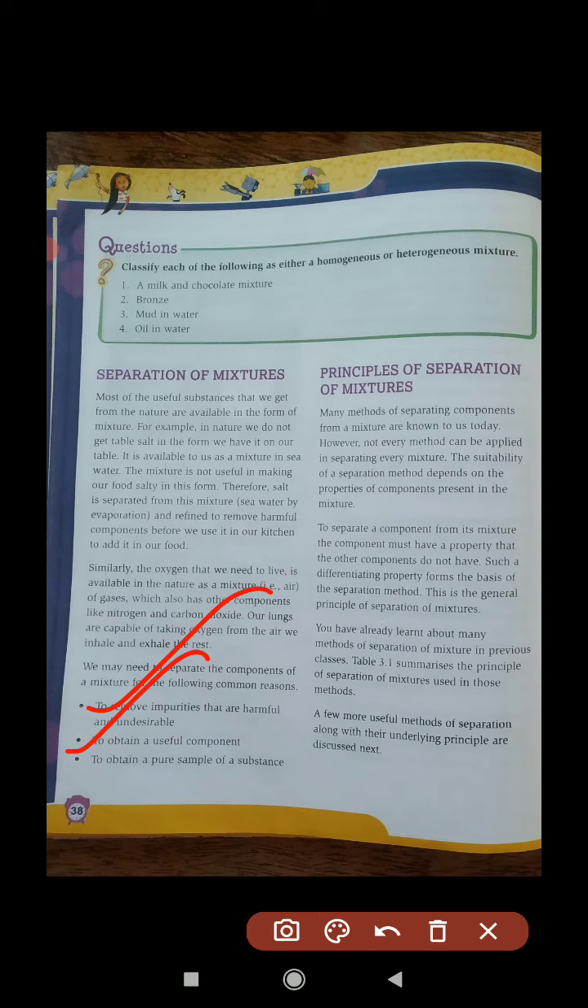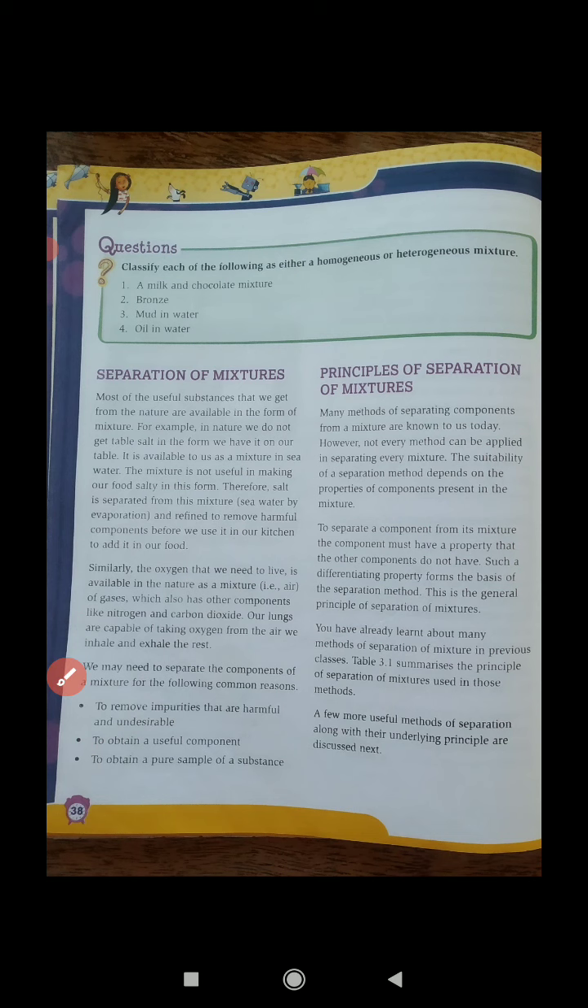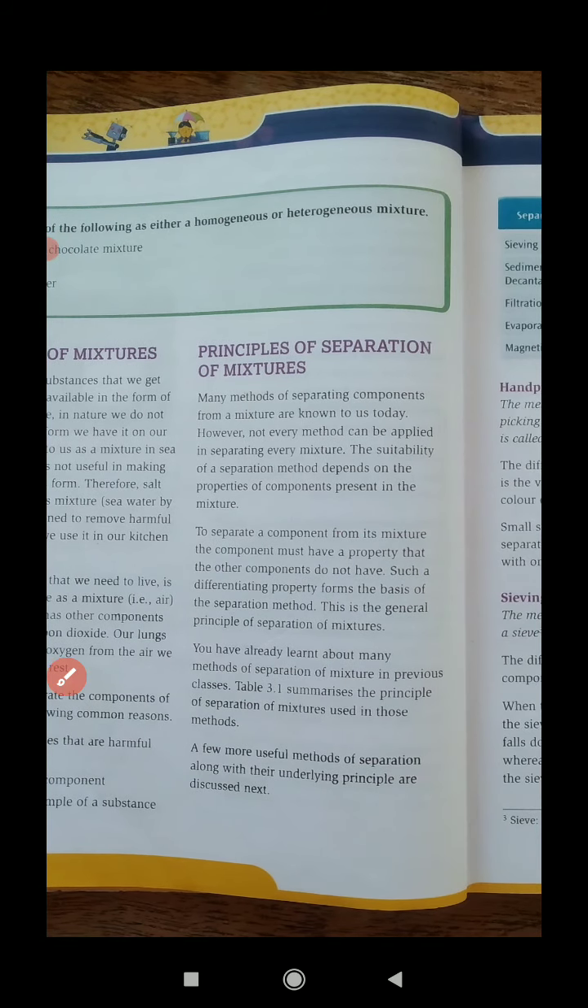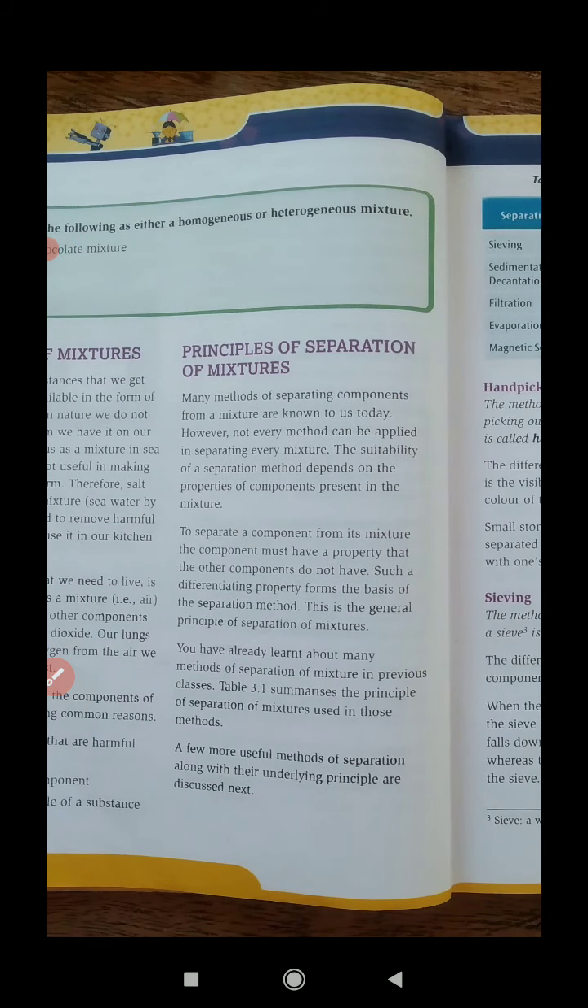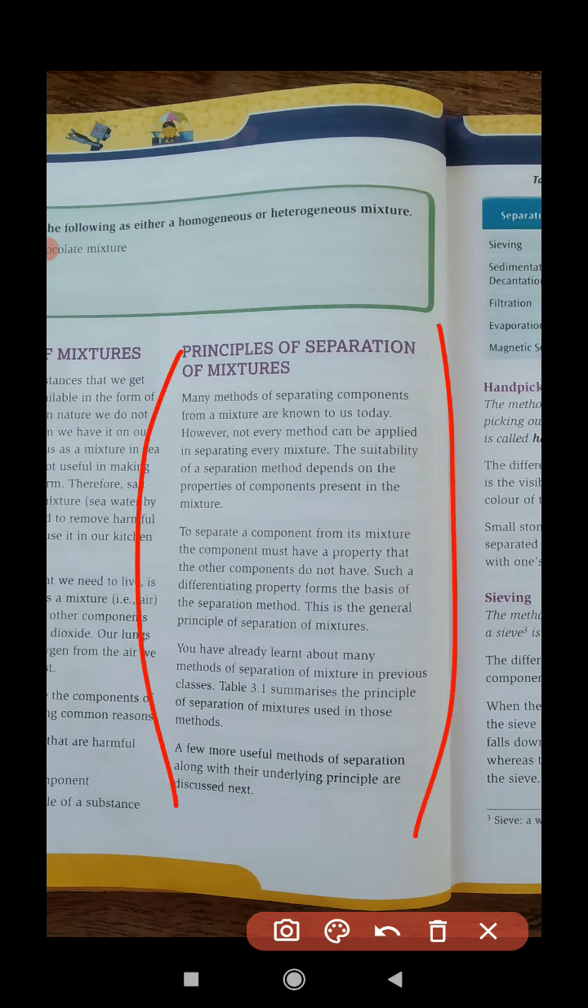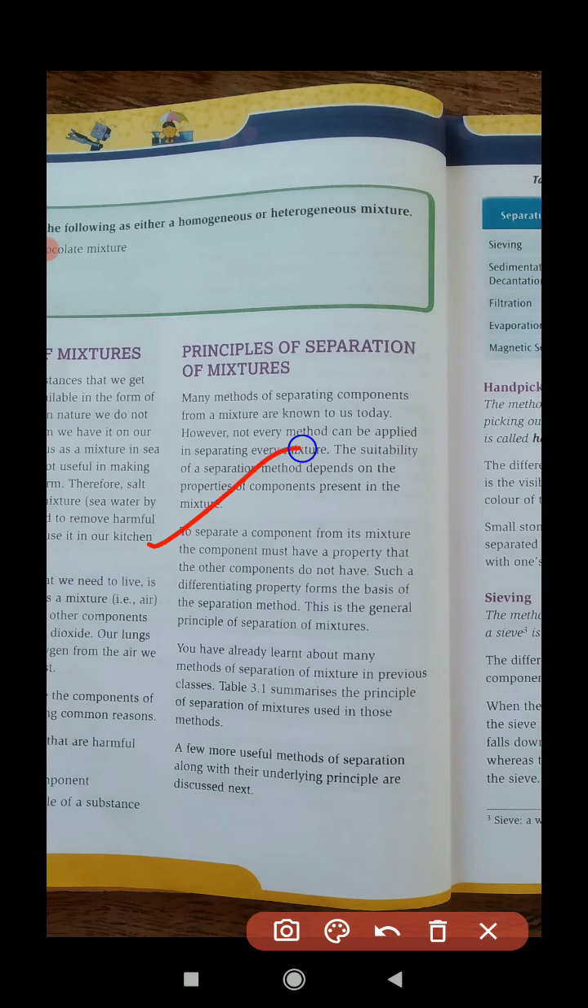Suppose we need any component from the mixture, then we need to separate that component from the mixture and obtain a pure sample of a substance. Okay, so the principle of separation of mixtures, there are many principles, you just read here. Suppose I am reading one portion here: to separate a component from a mixture, the component must have a property that the other components do not have. Understand? It means how you will separate.